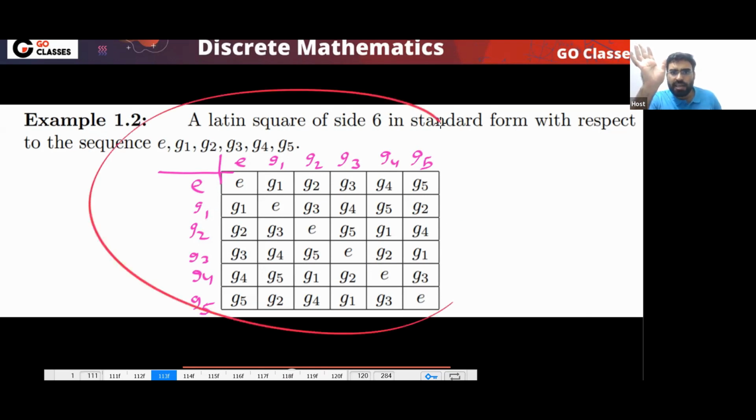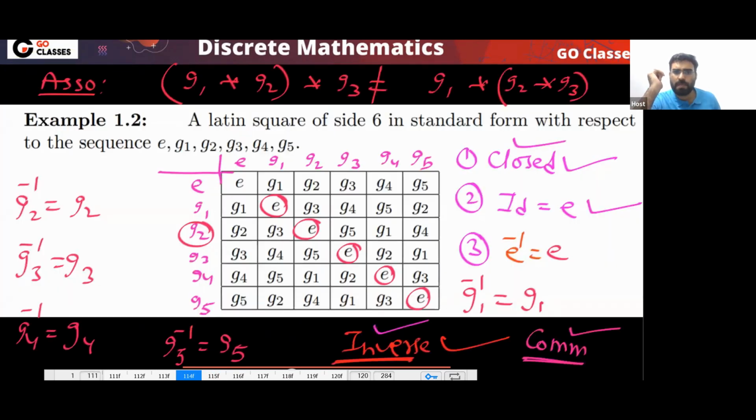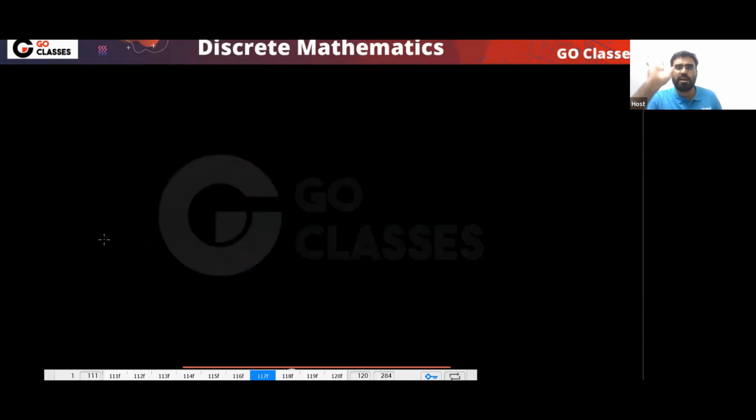But I gave you this question because I want to tell you that the Cayley table of a group implies no repetition in any row or any column, but it is only one way. If there is no repetition, it does not mean it is a group. To make this point, I have taken this question. This question will not come in the GATE exam because checking associative property is very hard.